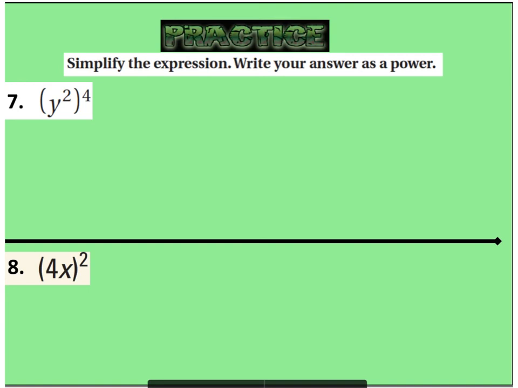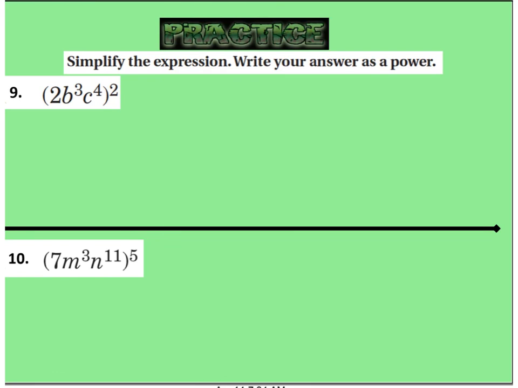Let's try them again. Y, 2 times 4 is 8. I'm going to put the 2 on each of these, so I get 4 squared x squared. Pause the video, see if you can do them by yourself, and then come back and check to see if you did it right. So I'm going to do 2 to the power of 2, and I'm just going to leave that in exponents. B to the power of 2, 3 times 2 is 6. C to the power of 4 to the power of 2, so 4 times 2 is 8.